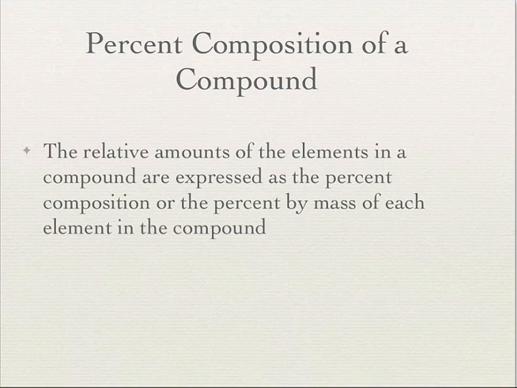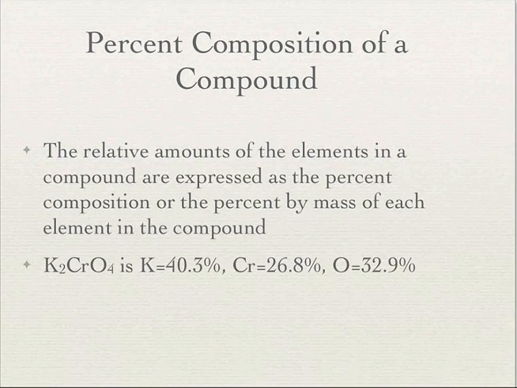When we're talking about the percent composition of a substance, what we mean is the relative amounts of the elements by mass in that compound. For instance, water is 89% oxygen and 11% hydrogen by mass. Potassium permanganate is 40% potassium, 26.8% chromium, 32.9% oxygen. So the question is, how do you figure this out?